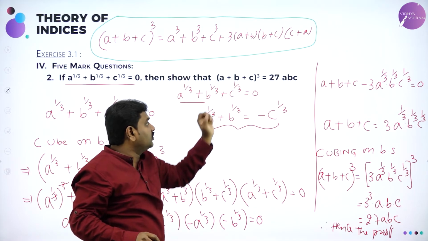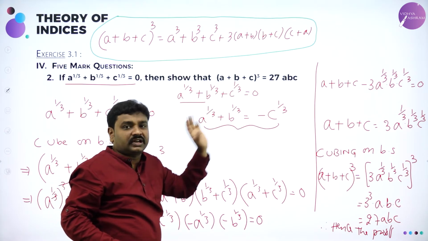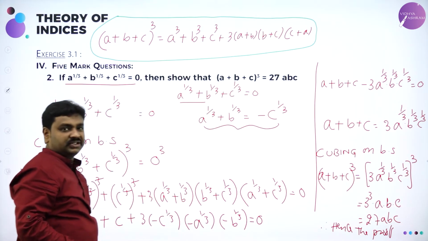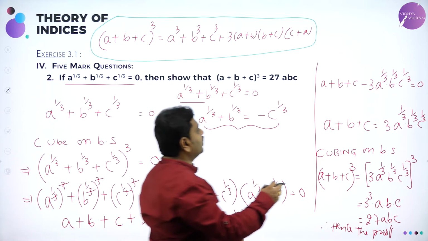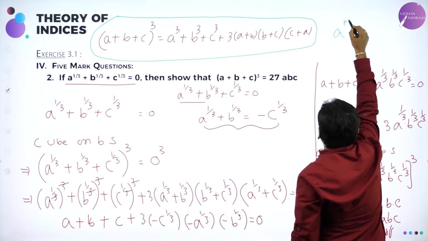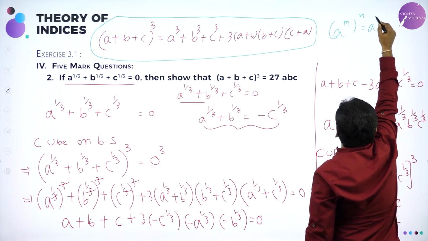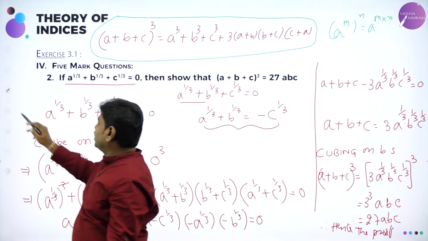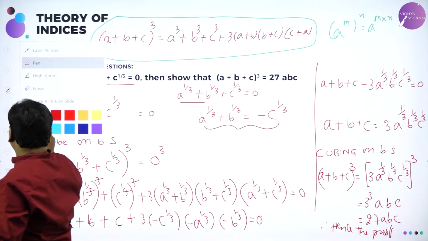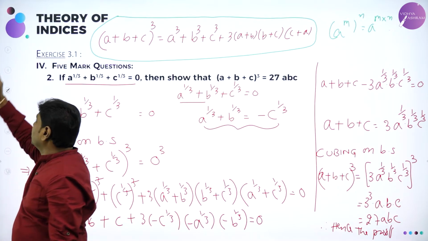So transfer this: the sum of two terms is the negative of the other. So that's what we'll put in the brackets. And here a cube, b cube, c cube we will take and use. And repeatedly we are using (a^m)^n. What is (a^m)^n? It is a^(m×n), law of indices. One of the good problems. Practice this. And in order to solve these kinds of problems, first you should be thorough with identities.